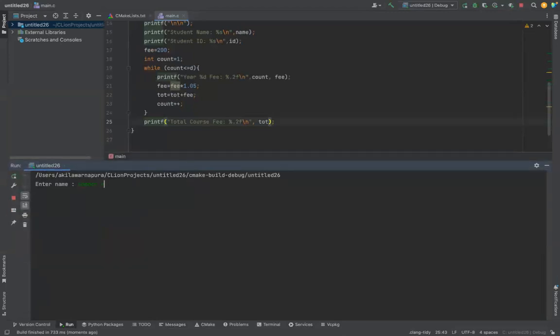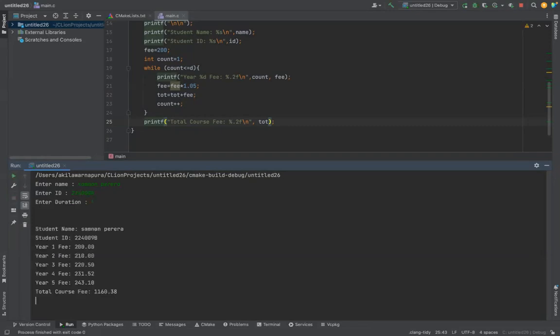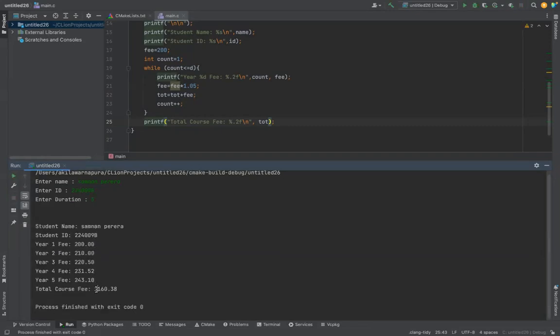Name: Saman Pereira or something. ID: 224009B. Duration, let's say 5. Total course fee is 1000. That means the summation of this. Okay, I think this may be correct. I don't know whether that output is accurate or not, but I think the total cost may be correct.